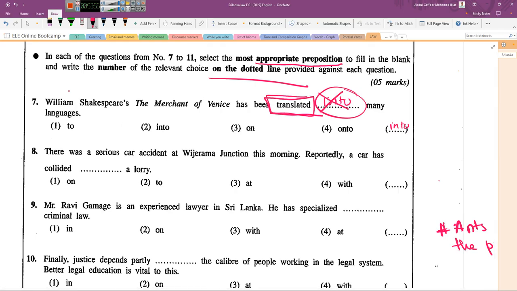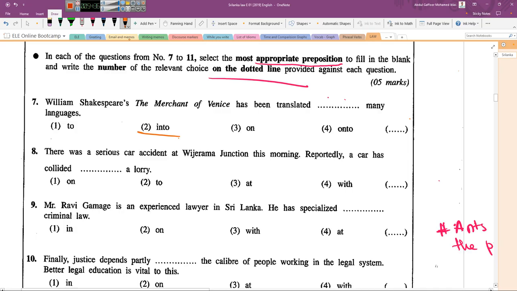In each of the questions from 7 to 11, select the most appropriate preposition to fill in the blank and write the number, right? So now what we are expected to do is to just write down the appropriate number of the correct answer. Right? So the answer is into, so we have to write 2 here. Even if you underline this into and write 2 here, you will get marks. But if you don't write this 2 on the dotted line and only underline here, you will not get marks.